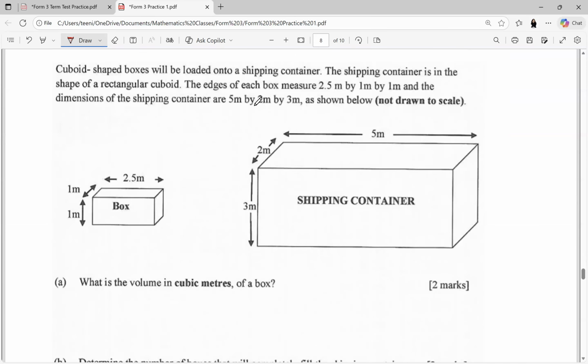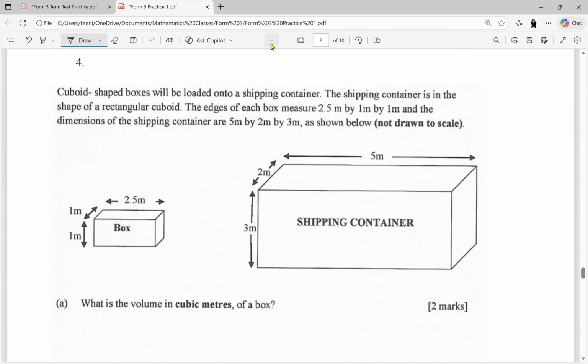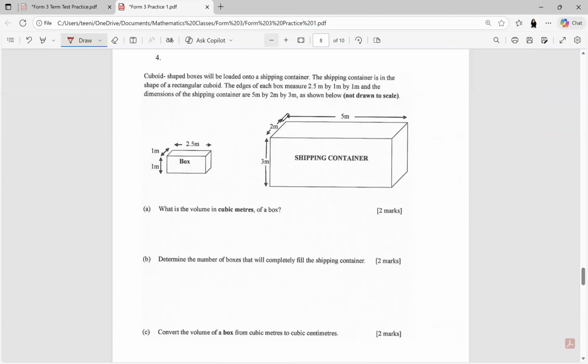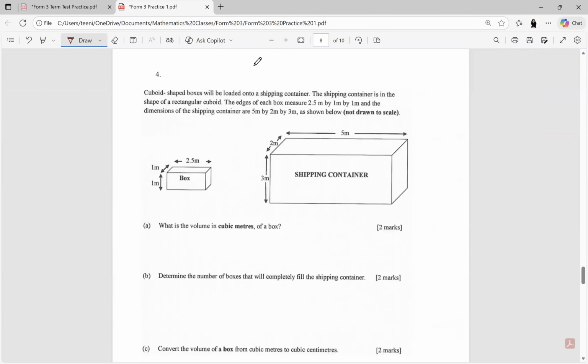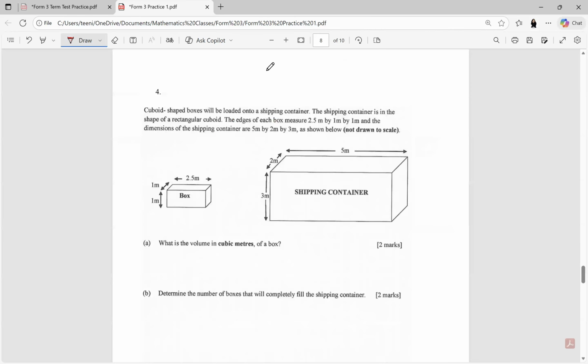I know everybody's tired, so we're just going to do this last question, question 4, and that would be it. Right? So everybody read the question. Matthias, you should be able to do this one because this is about volume.